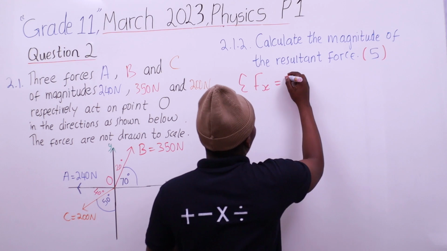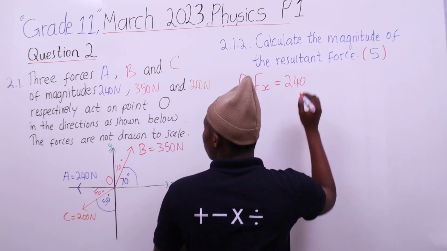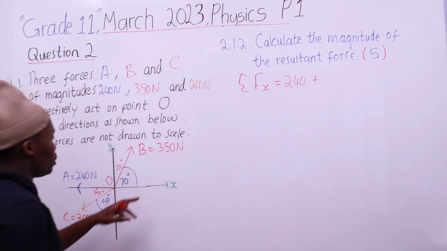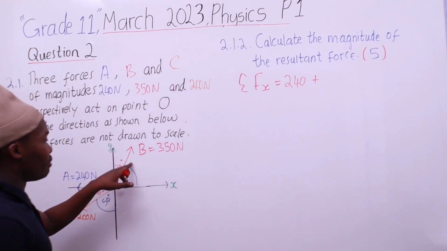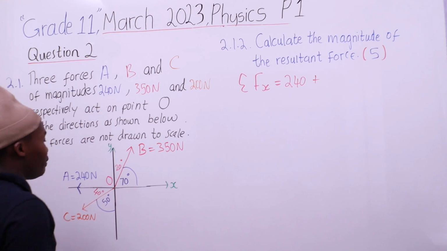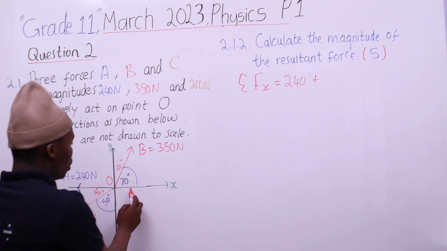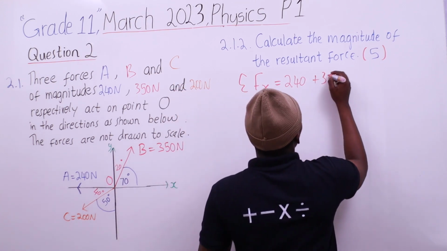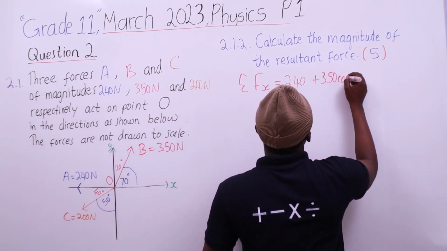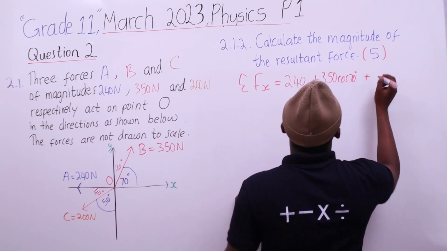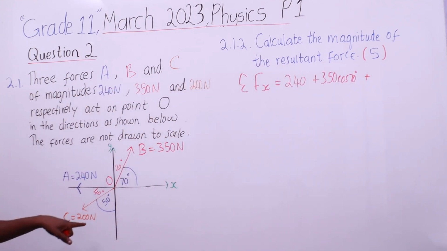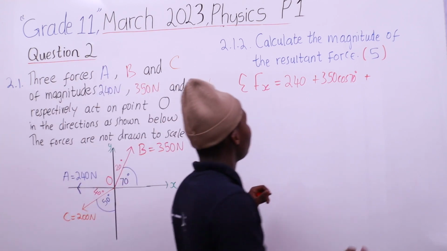So 240, and then plus B, which is at an angle of 70, with 350, so it will be 350 cos of 70, plus C, which will be 200 cos 40.